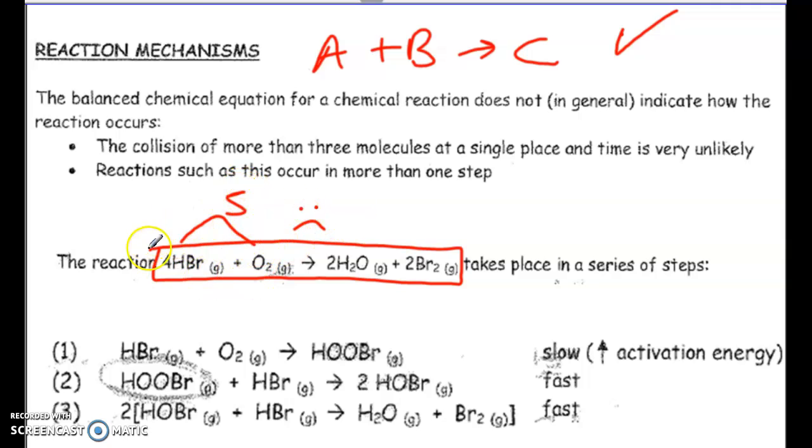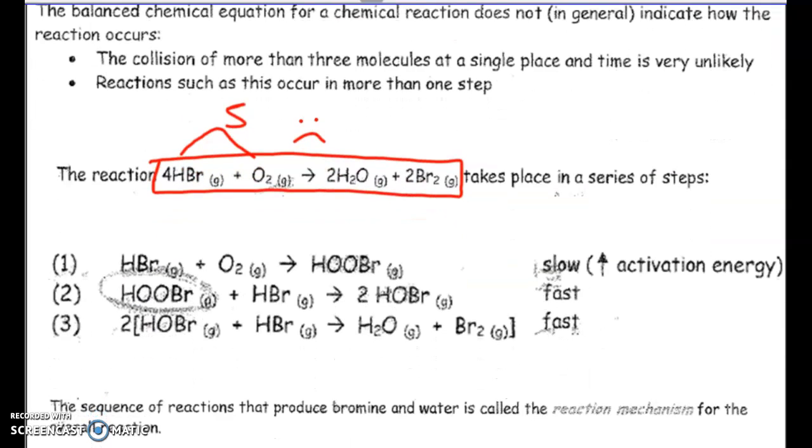Basically, if we were relying on these 5 things to come together with the correct energy at the correct angle, it may never happen. But luckily, reactions don't really happen in one step when they involve this many things. For example, this exact reaction actually happens in 3 different steps. So this is what I mean by a reaction mechanism.